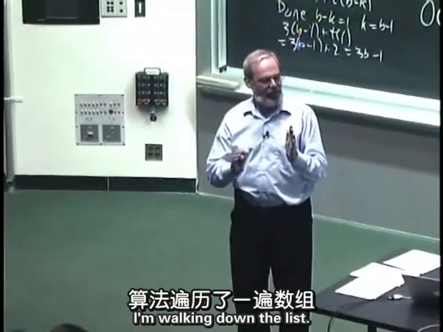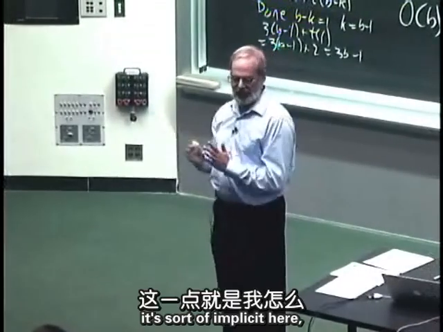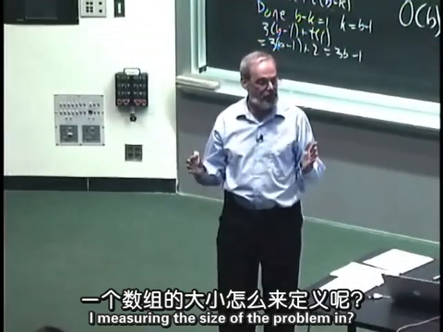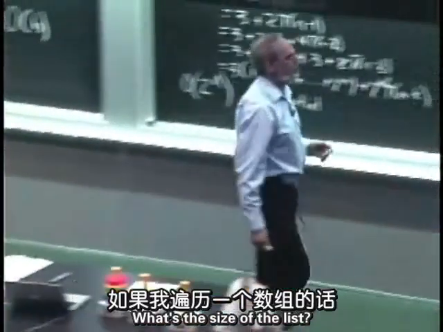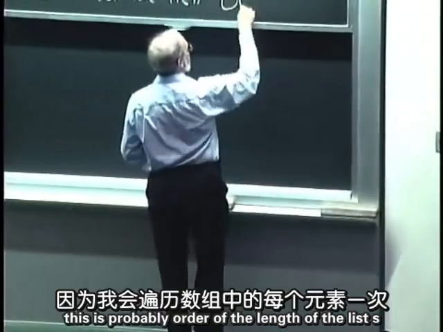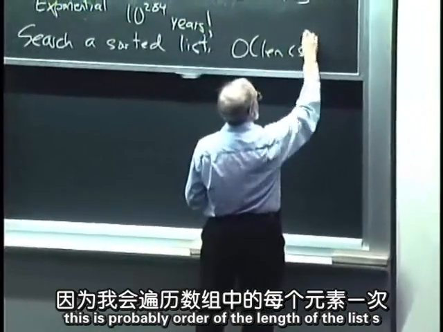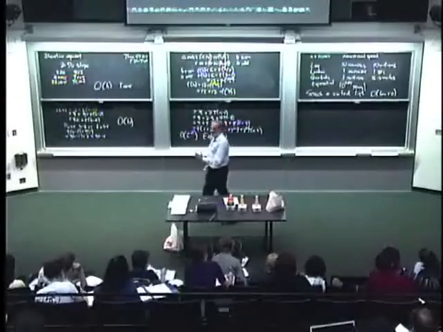So one of the things I didn't say, was sort of implicit here, is what is the thing I'm measuring the size of the problem in? What's the size of the list? If I'm walking down the list, this is probably order of the length of the list, because I'm looking at each element once.